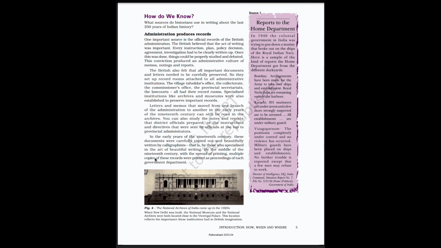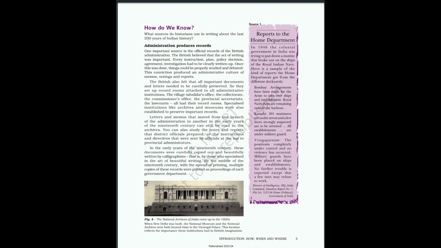How do we know? What sources do historians use in writing about the last 250 years of Indian history? Administration produces records. One important source is the official records of the British administration. The British believed that the act of writing was important.